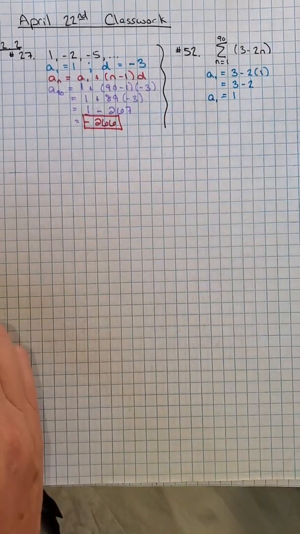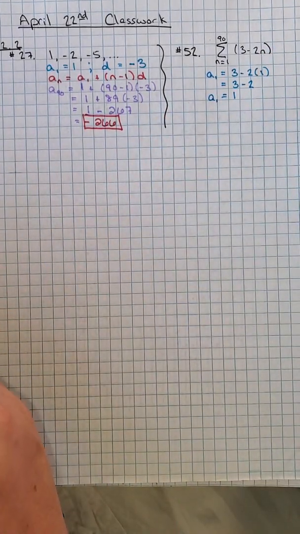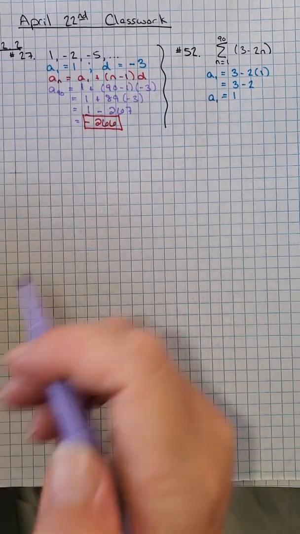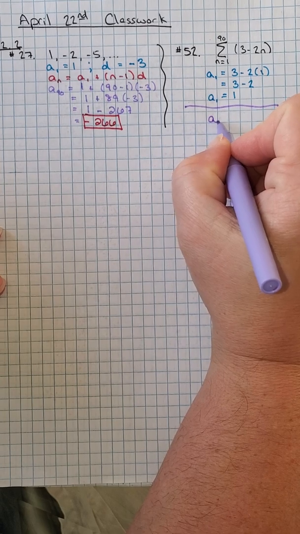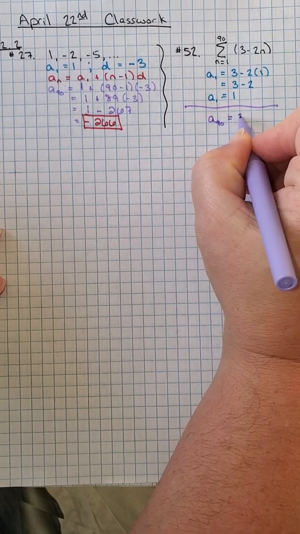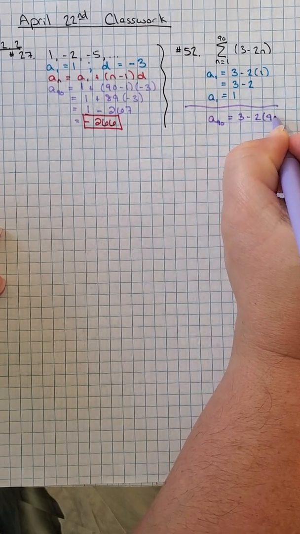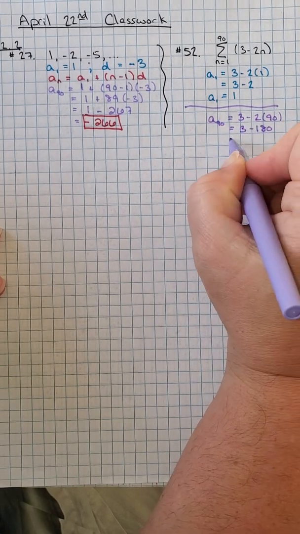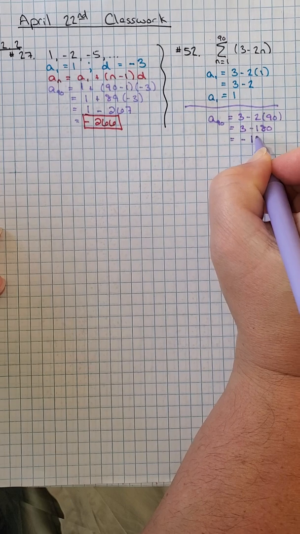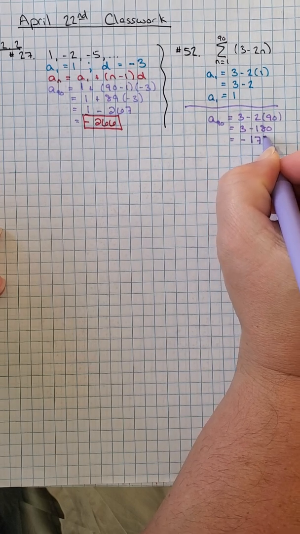And a sub 90: when we fill in 90, you get 3 minus 2 times 90, or 3 minus 180. So you get negative 177.